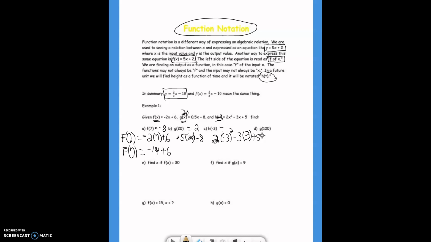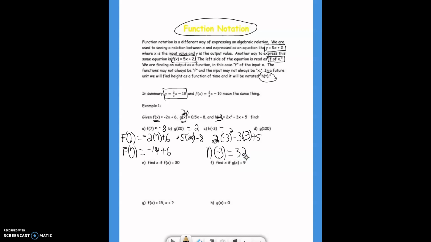So that's 2 times negative 3 squared minus 3 times negative 3 plus 5 will give me 32. So H of negative 3 equals 32.